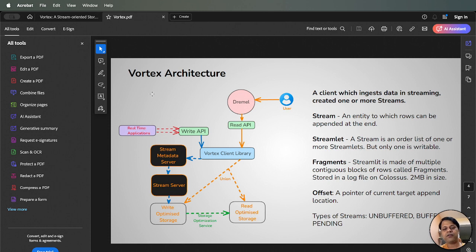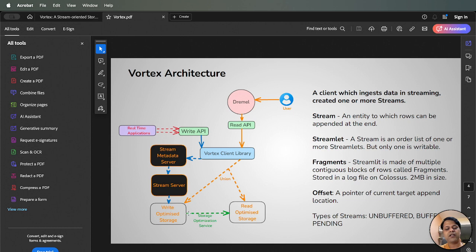Okay, again, if we see the read happening, once the data is written to the write-optimized storage, let's say at the same time a user is firing a query onto Dremel. It uses the data from both write-optimized storage and read-optimized storage as a union. How this happens we will look at in the paper, but you can think of it as a union of the data present in write-optimized and read-optimized.